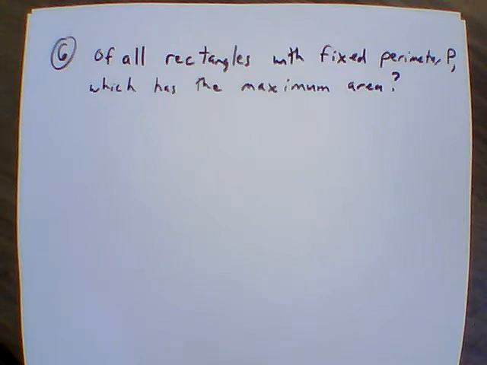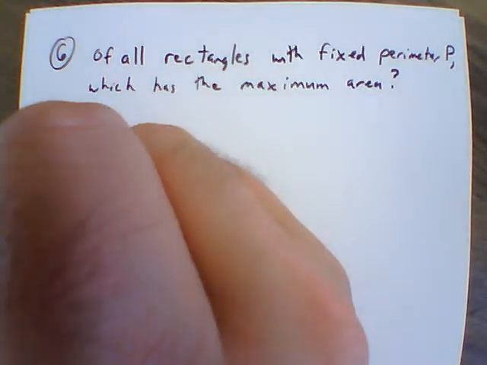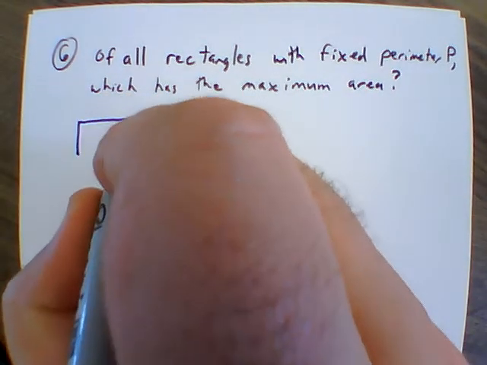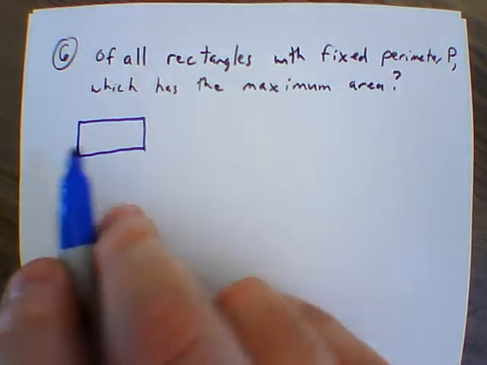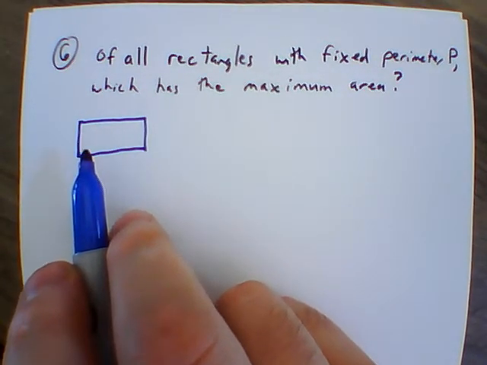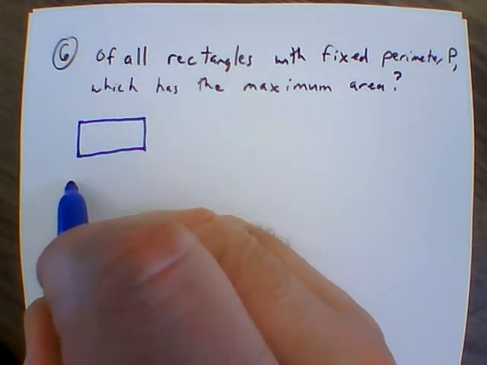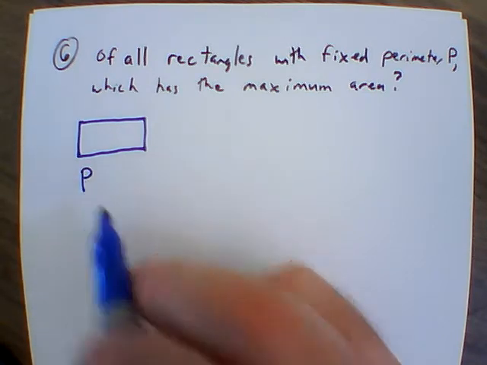Okay, looking at problems from section 4.4 when we talk about optimization problems. Here, looking at number 6, it says, of all rectangles with fixed perimeter P, which has the maximum area. So here we have every single rectangle. If I just come here and draw a rectangle, this rectangle represents every single rectangle that would have the perimeter equaling P.